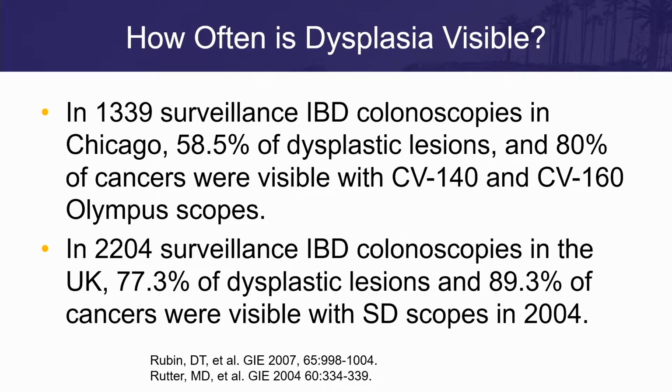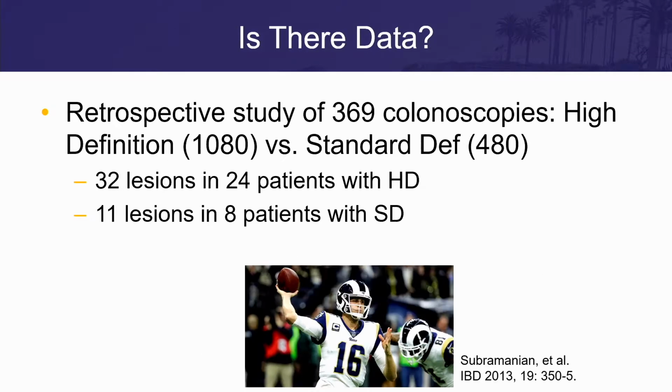But it turns out that most of the time, and in a lot of studies, even with standard definition scopes, IBD dysplasia is often quite visible. This is the Chicago experience with the 140 and 160 Olympus scopes: 58.5% of dysplastic lesions, 80% of cancers. In the UK, again with standard different scopes in 2004, 77% of dysplastic lesions were identified, visualized, and noted on an endoscopy report back in 2004.